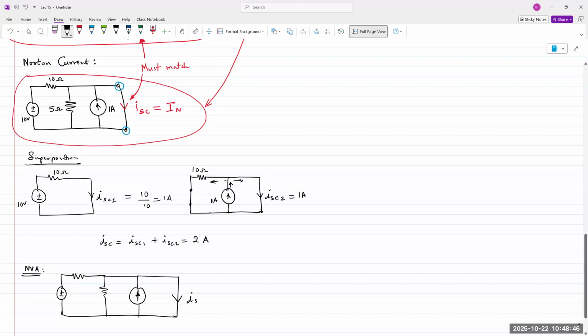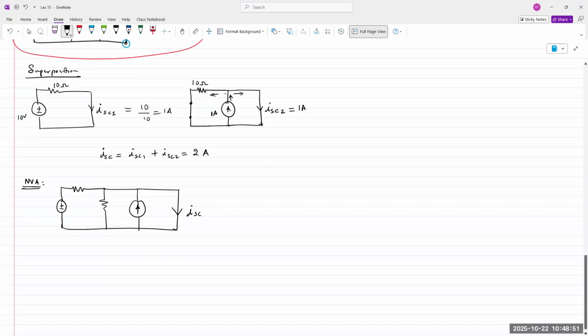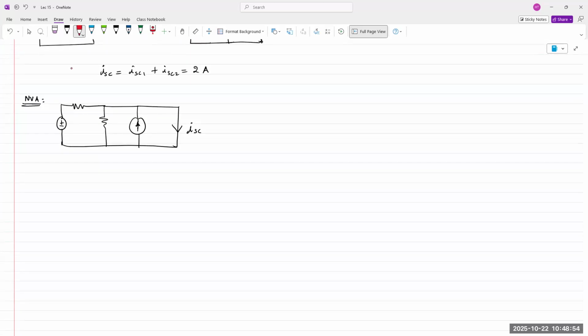All right, we need to find this ISC. We're trying to solve it using node voltage analysis. Because of the short circuit wire, we only have 3 nodes in the circuit. Actually, all of that is one single node, so not even 3. There's only 2 nodes in the circuit. Let's take 5 seconds to look at the circuit. Because of the short circuit wire, there are only 2 nodes in the circuit. That's A and that's B.